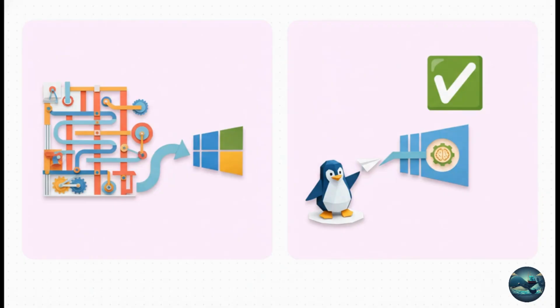The jump from WSL1 to WSL2 was massive. WSL1 was pretty clever. It tried to translate Linux system calls into Windows calls, but WSL2? It runs a real, honest-to-goodness Linux kernel in a super lightweight utility VM. This is the secret sauce because it gives us 100% system call compatibility, which is exactly what tools like Docker need to work properly. Docker needs raw access to kernel features, and WSL2 delivers that perfectly.